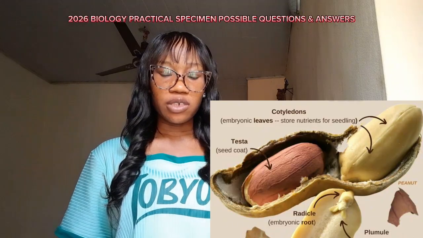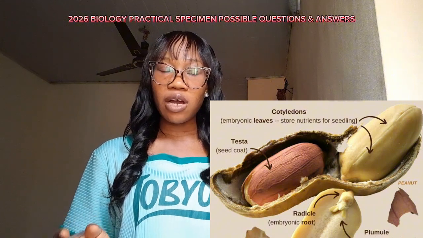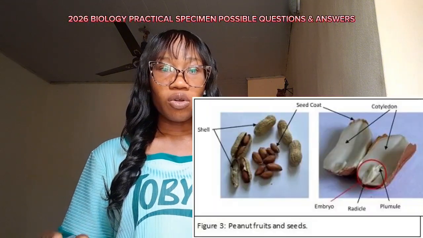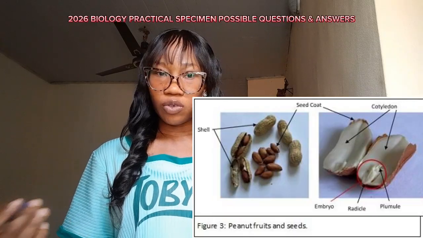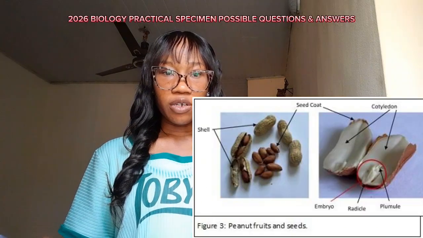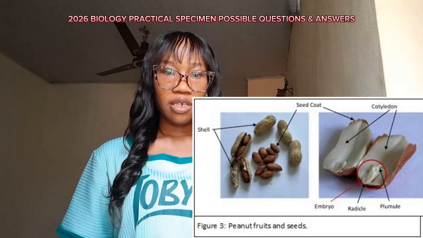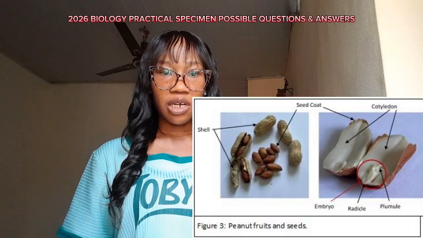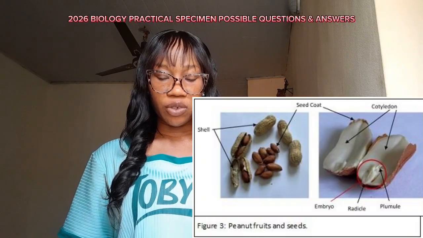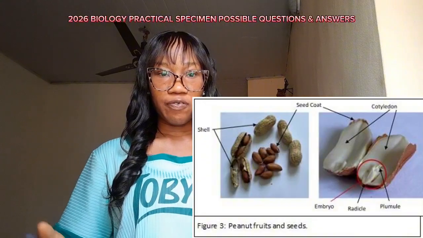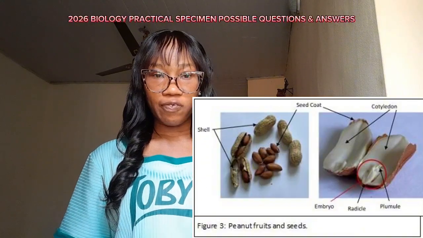Then why is it a dry fruit? It's a dry fruit because of the pericarp. What is the pericarp? The pericarp in a flower is the wall of the ovary. It is the outermost part of the ovary that later forms the fruit. The inner part of the ovary is where the ovules, which later form the seed, attach. So the outer part of the ovary is called the pericarp. It forms the fruit wall, or the outer part of the fruit.